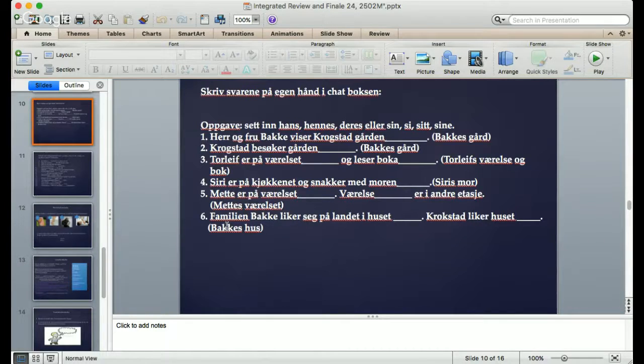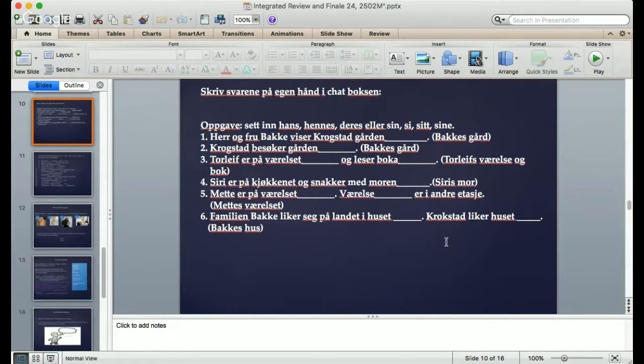Okay, number six. Familien Bakke liker seg på landet i huset. Krokstad liker huset. So it's Bakkes hus we're talking about here. Familien Bakke liker seg på landet i huset. So the family Bakke likes it in the country, in their house. It's their house, and it's the object here, because familien Bakke is the subject, hus is the object. So here we can use sin, si, or sitt, one of those three, but hus is neuter, so we would have to use sitt.